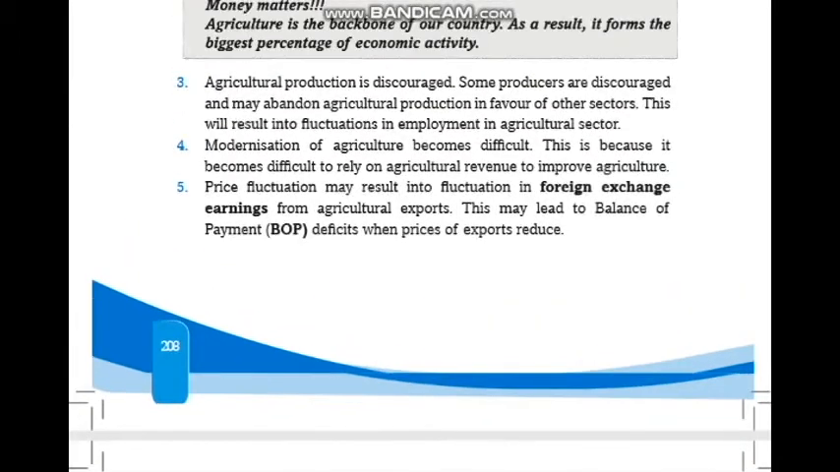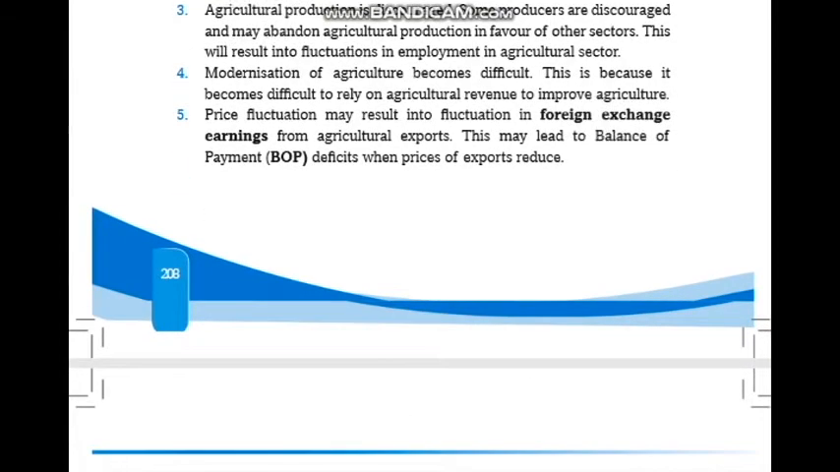Number 3, agricultural production is discouraged. Some producers are discouraged and may abandon agricultural production in favor of other sectors. Number 4, modernization of agriculture becomes difficult. This is because it becomes difficult to rely on agricultural revenue to improve agriculture.